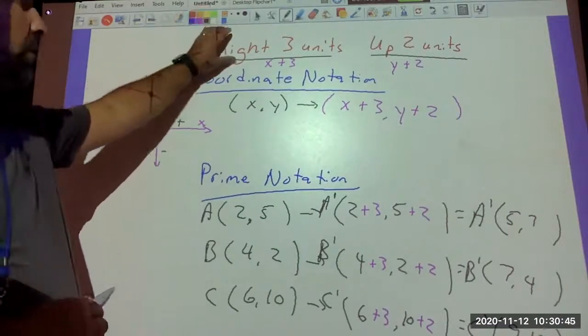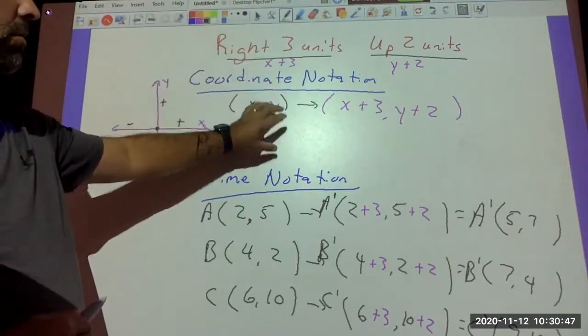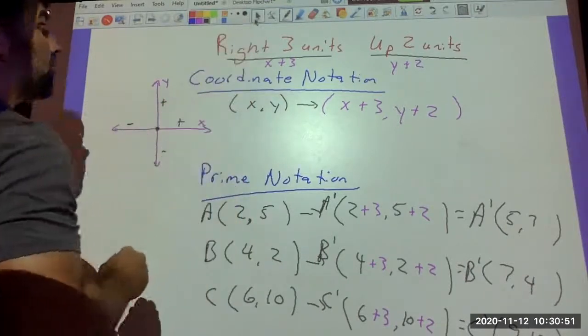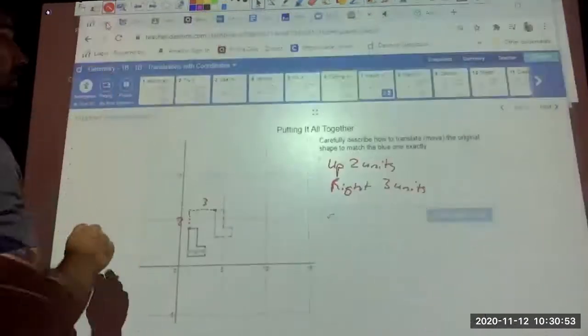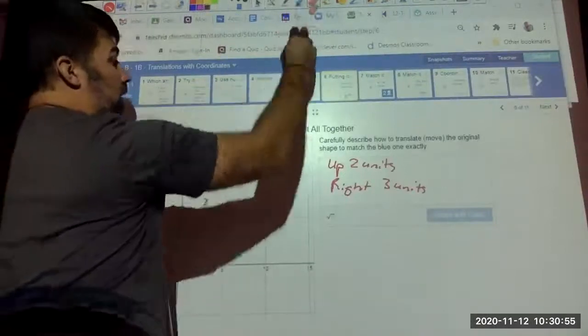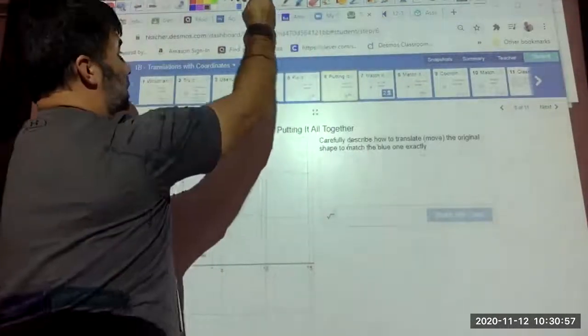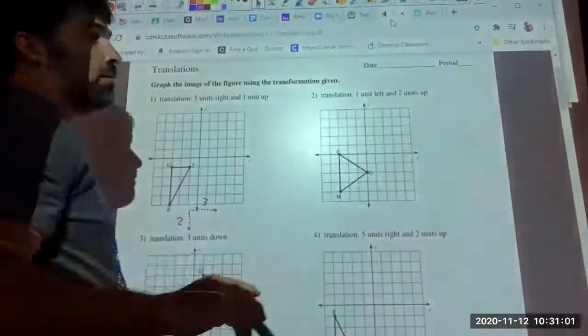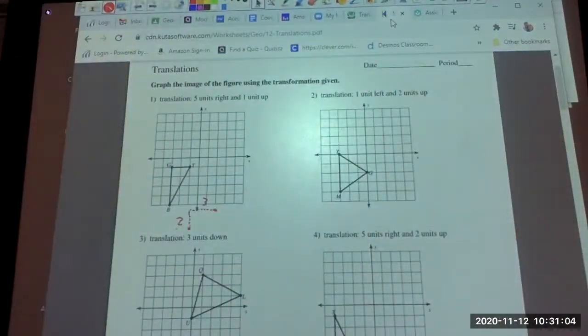Okay, understand what this means. Put it in coordinate notation. Use coordinate notation to find prime notation. Okay, so I know I'm going fast, but again, it's a video. You can go back and watch it if you need to. Okay, so on Google Classroom, I've posted this worksheet. I didn't give it to you, but it's posted.